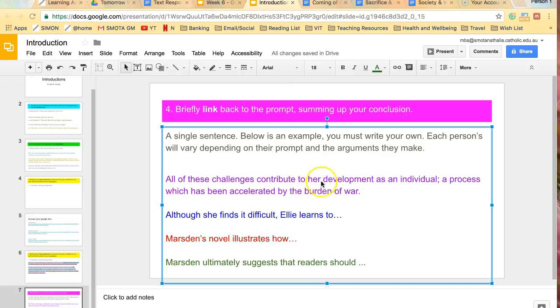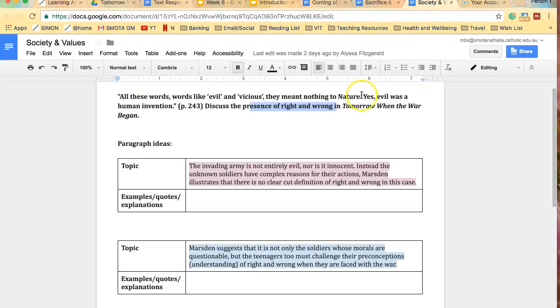Finally, if you are looking at the society and values question, your linking sentence might say something like, Marsden ultimately suggests that in the event of war, the idea of right and wrong can be transformed significantly, and what is right for one group of people, like the invaders, can be seen in a completely different light to the invaded, as in the teenagers and their families. So right and wrong is kind of a subjective idea. It depends who you are as to whether you think something is right or wrong.